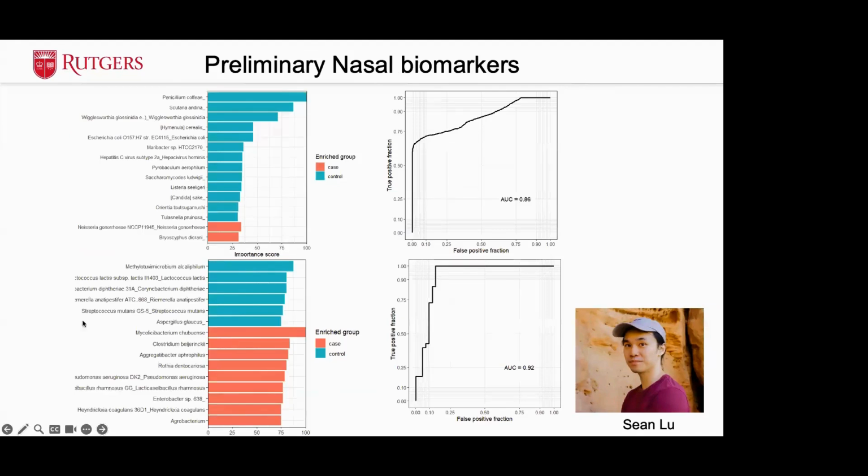Sean was actually able to build some preliminary biomarkers to predict, can we predict TB using the microbes that are in the nose? So that's what he's been working on with some success, although this is just the training set, right? So he's not validating this on an independent test set. So this is kind of a cross validation on itself. So yes.